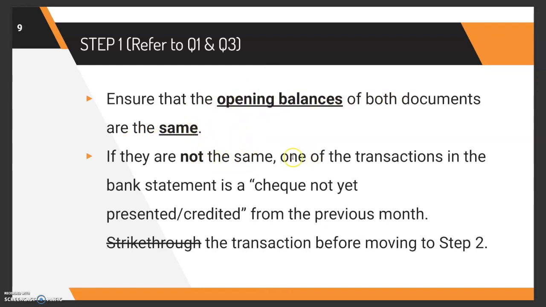Because if they are not the same, the bank statement is likely to contain one of the checks from the previous month that I mentioned earlier. Due to time difference, they didn't get recorded in the bank statement in the previous month. So what we do is we strike through the entire transaction before moving to step 2. I'm going to show you 2 examples.